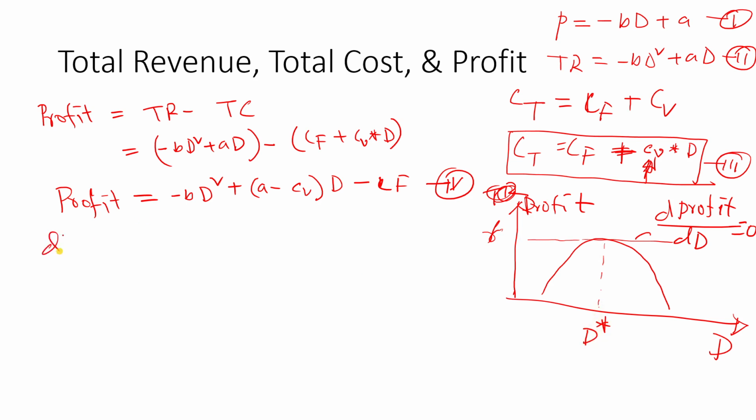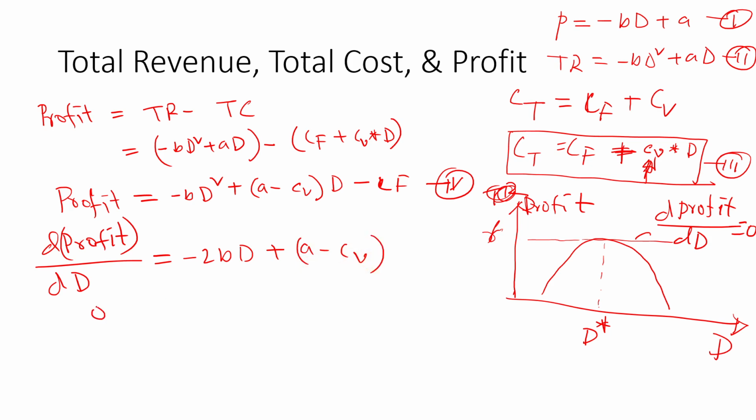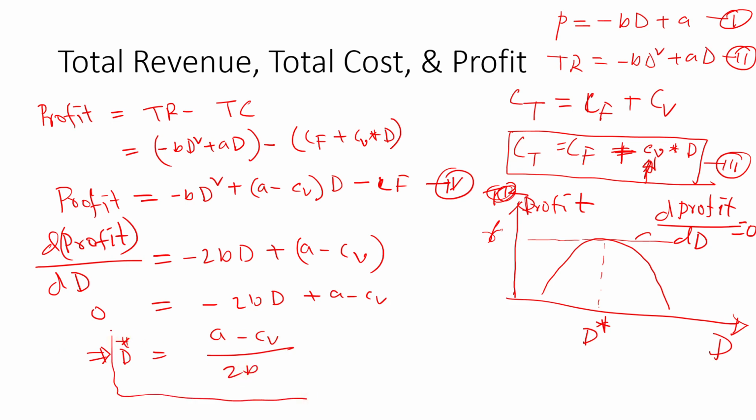So let's differentiate that with respect to the demand. D profit by D D is going to be minus 2B D plus A minus CV. Now if we set that to 0 and then solve for D, we find that D equals A minus CV divided by 2B. That's the D star for which the profit is maximum.